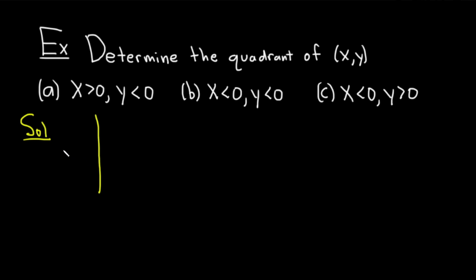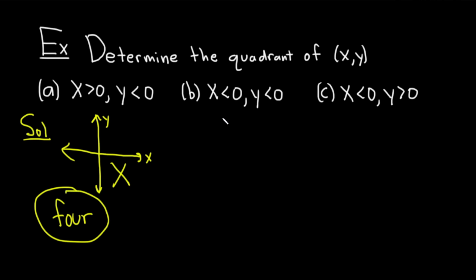So let's draw a little picture here. Here's our Cartesian plane, here's x, and here's y. And so positive values of x are going to be over here on the x-axis, and negative values of y are going to be down here on the y-axis. So if x is greater than 0 and y is less than 0, we're going to be right here, in this quadrant here. And the answer here is quadrant 4. So the answer is 4.